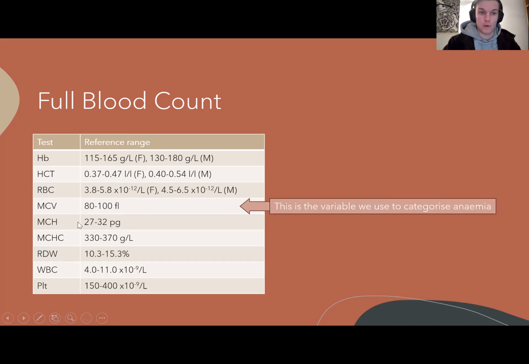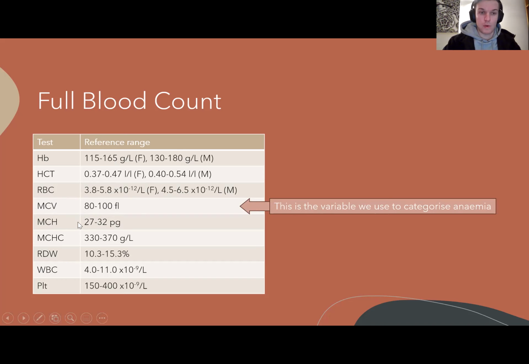And does anybody know what this sign is, what it's suggestive of? So we've got an inflamed tongue, it's looking red, it's looking very smooth, you can't make out the papillae very clearly on the tongue there. It looks irritated and sore. It's atrophic glossitis, which is again iron deficiency and B12 deficiency.